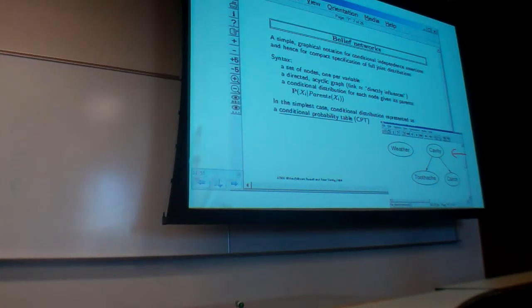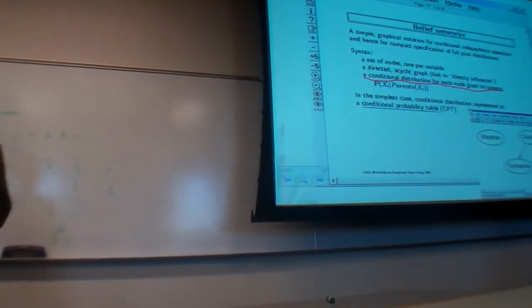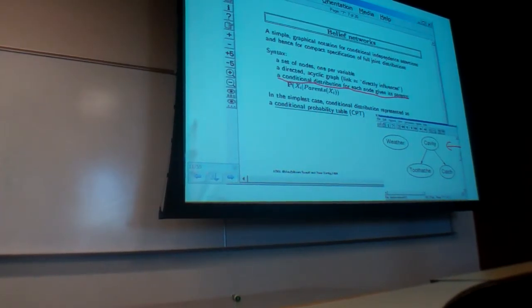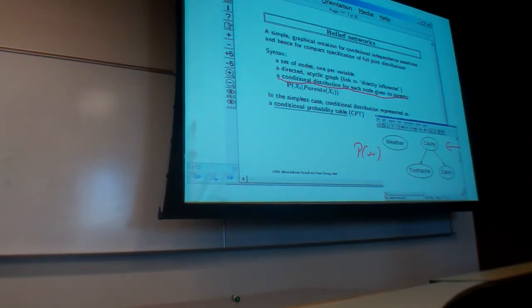In particular, once I get a network topology like this, all I need to provide is a conditional distribution for each node given its parents. That's all I need to give. So for weather, there are no parents, so all I need to give is P(weather). Just one number. For cavity, there are no parents in terms of directional sense, so I just give P(C).